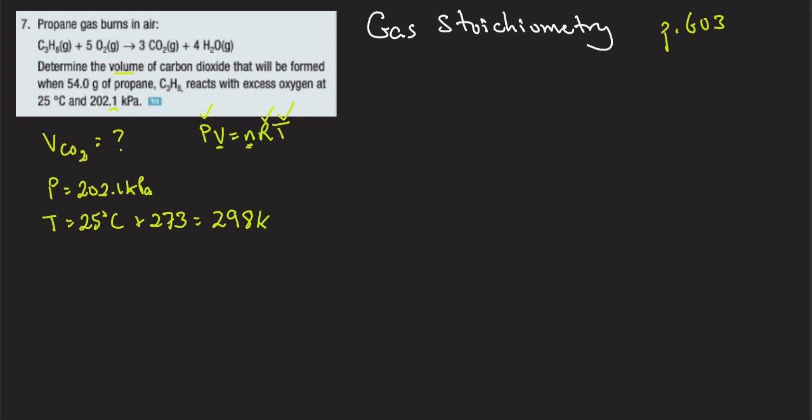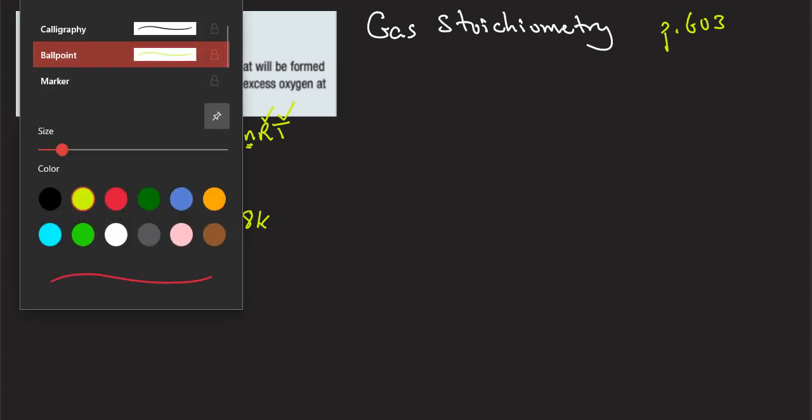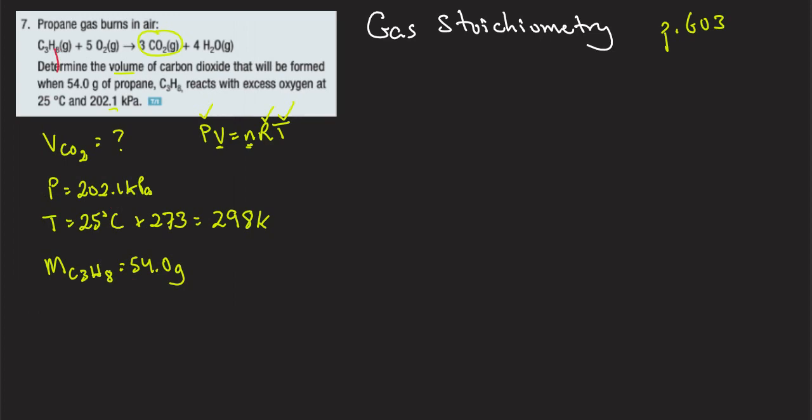What we are given though is the mass of propane. So let's write that down. Mass of C3H8 is 54.0 grams. All right, now to go from a measurement of propane to a measurement of CO2, we need moles. So we can go from moles of one to moles of the other. That's why this is a stoichiometry problem. We're going to go from a certain number of moles of propane to a certain number of moles of carbon dioxide. This exists in a 1:3 ratio.